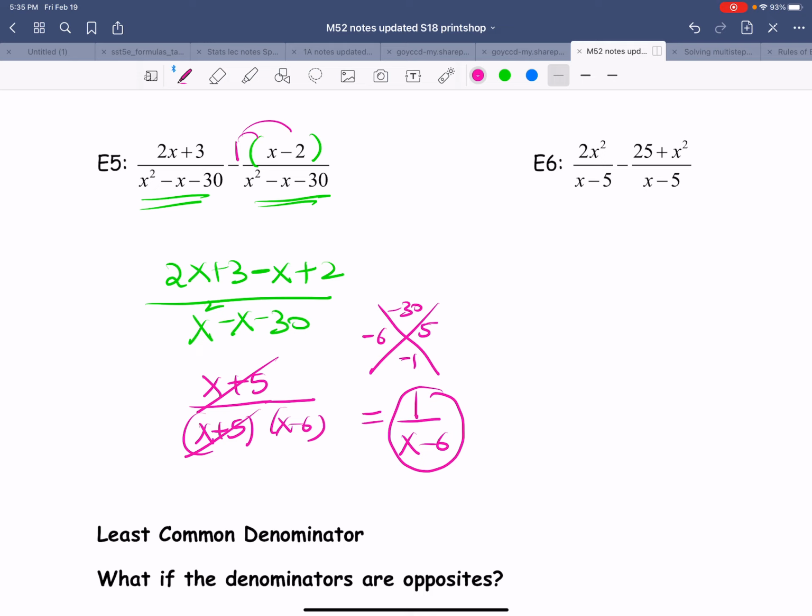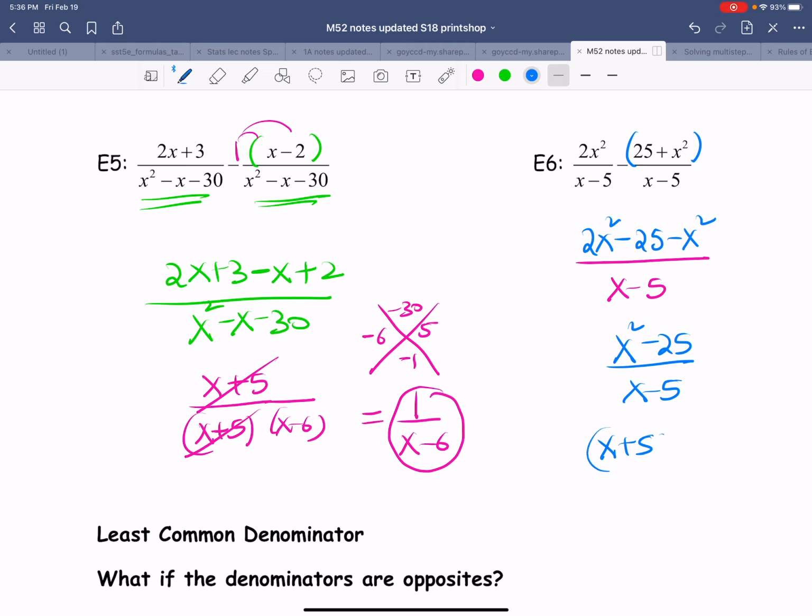All right, example number 6. 2x squared over x minus 5 minus 25 plus x squared over x minus 5. Well, both have the same denominator, but one thing that I need to be cautious about is that this negative sign is going to turn everything into the opposite when I distribute it. So 2x squared minus 25 minus x squared. 2x squared minus x squared is x squared minus 25 over x minus 5.